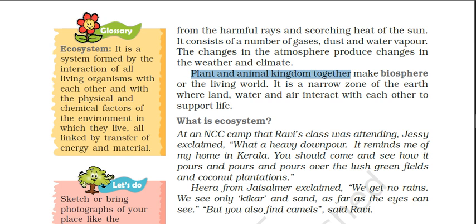Plant and animal kingdom together make biosphere or the living world. It is a narrow zone of the earth where land, water, and air interact with each other to support life.